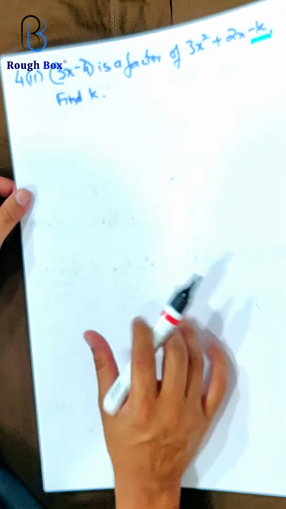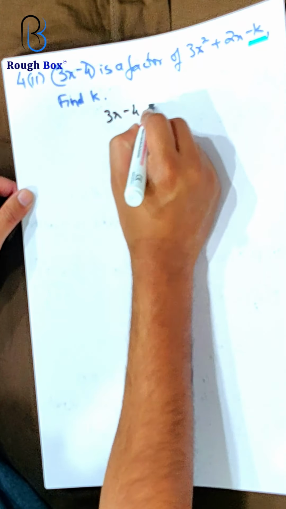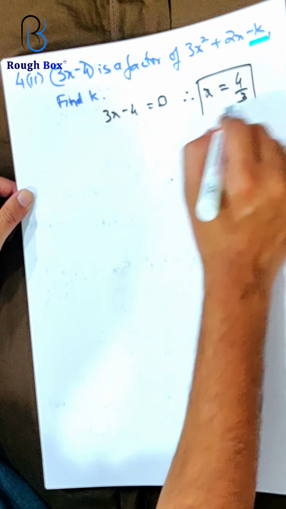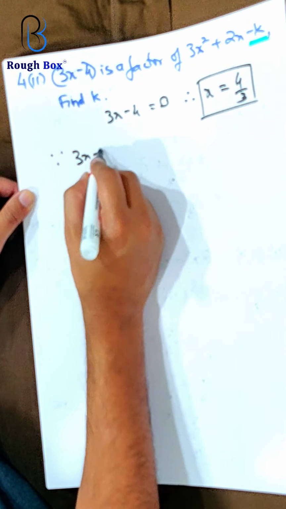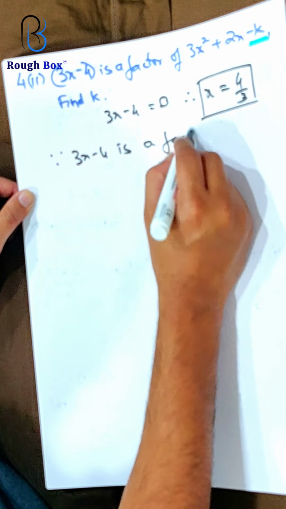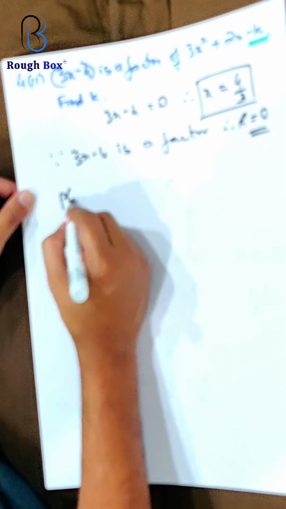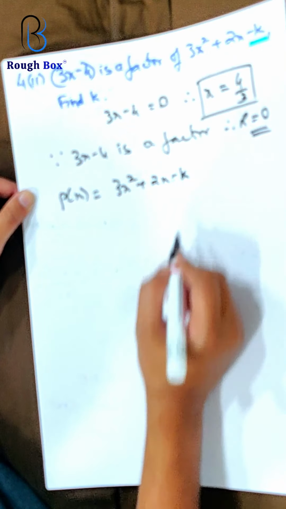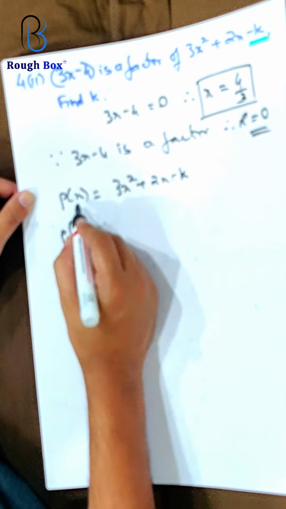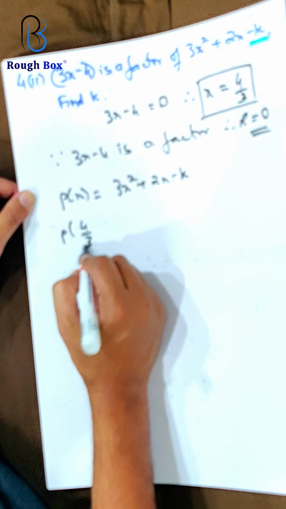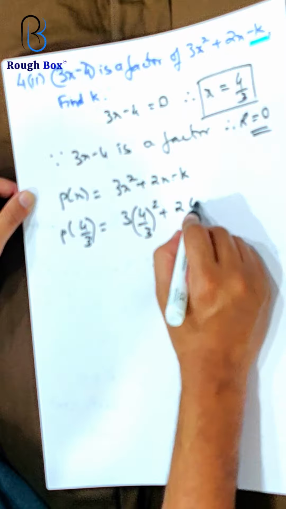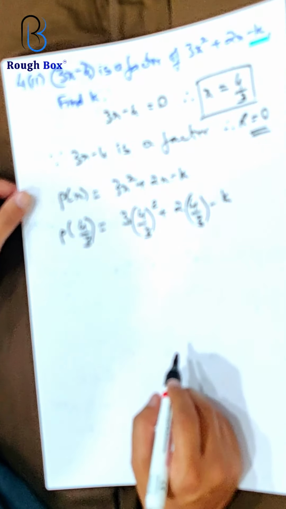So you start with the same normal method. 3x minus 4 equals 0, so therefore x is equal to 4 upon 3. Then you say since 3x minus 4 is a factor, therefore remainder is equal to 0. So the polynomial is 3x square plus 2x minus k. So p of x, what are we substituting? 4 upon 3. So 3 times 4 upon 3 square, plus 2 times 4 upon 3 minus k.